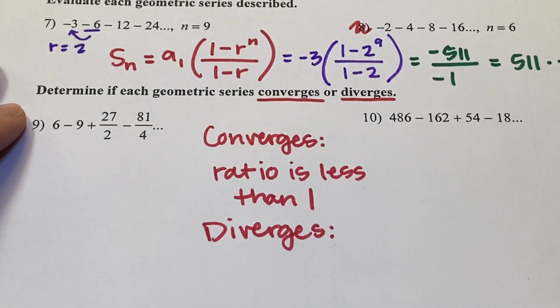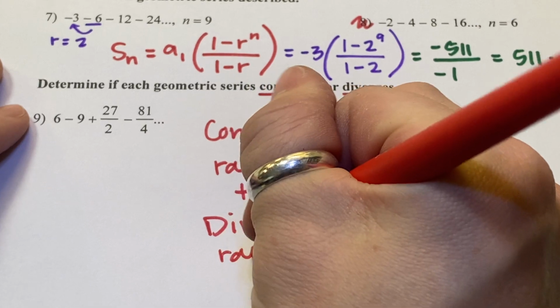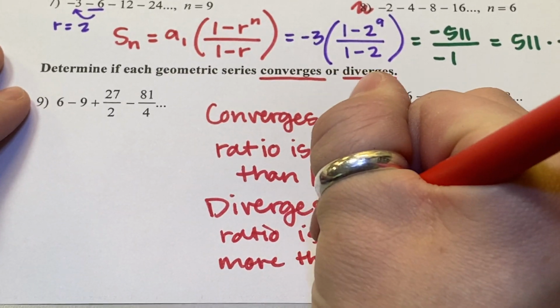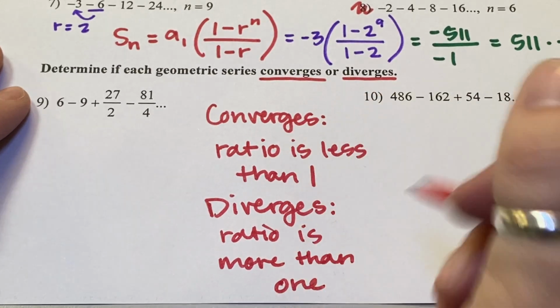Diverges is the opposite. It means that the ratio is more than 1.